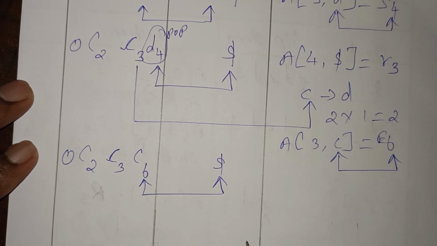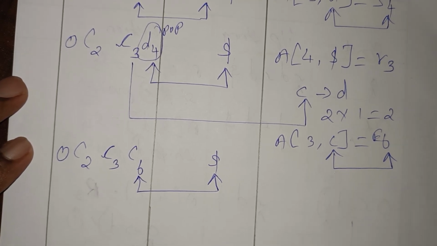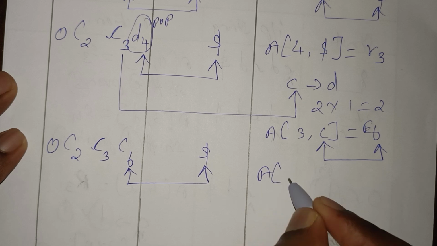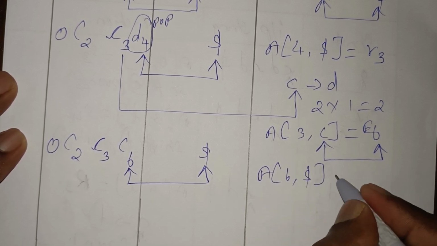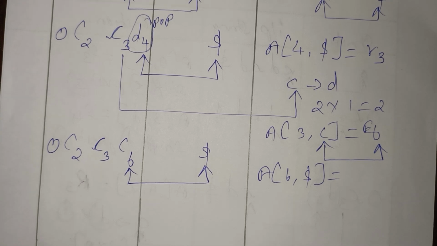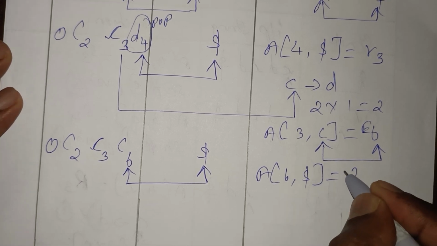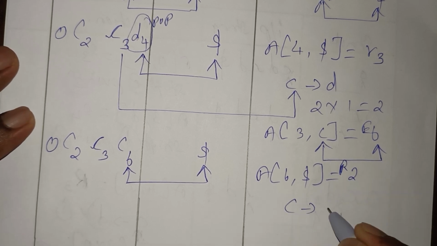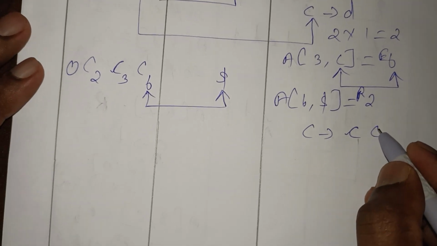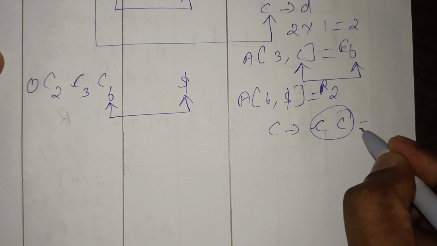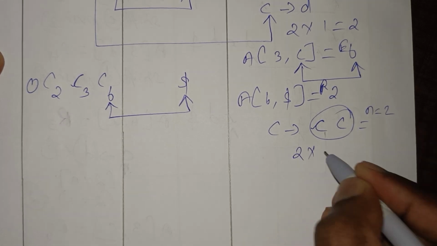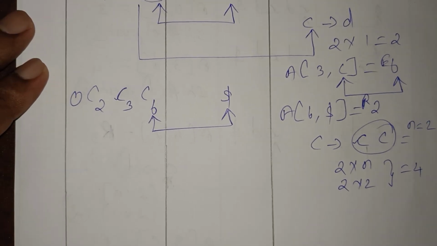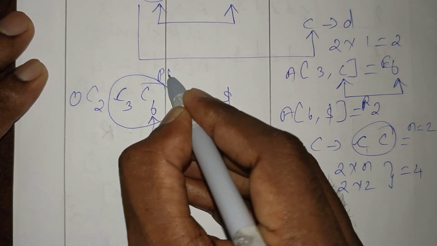Now 6 is compared with this dollar, we got R2. This 6 has to be seen very carefully, that is action of 6 comma dollar. So 6 comma dollar, in the sense we got the element as R2. So what is R2 here? You're going to take it, C tends to small c capital C. Now find what is n. You know very well how to find this n here. n is equal to 2. So 2 into n, that is 2 into 2, the value is 4. 4 elements have to be popped over here. All these 4 elements, pop them.